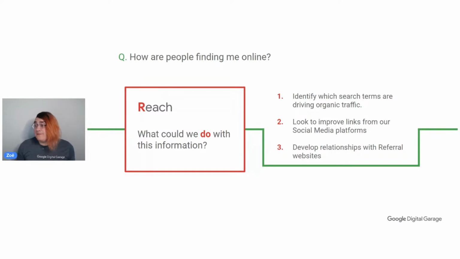We could look to improve links from our social media platforms. We could develop relationships with referral websites. We can basically learn where are our customers coming from and where aren't they coming from? And so which channels could we be improving on? Again, maybe it's referral websites, maybe it's social media, maybe it's email, but it's definitely telling us useful data.